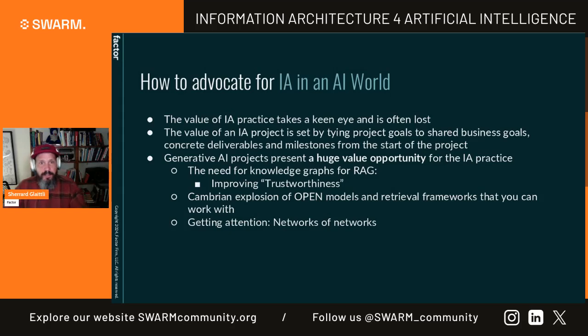The value of IA practice takes a keen eye and is often lost in a project. The value of an IA project is set by tying the project goals to shared business goals, concrete deliverables, and milestones from the very start of the project. Generative AI projects present a huge value opportunity for the IA practice. The need for knowledge graphs for RAG, improving trustworthiness.